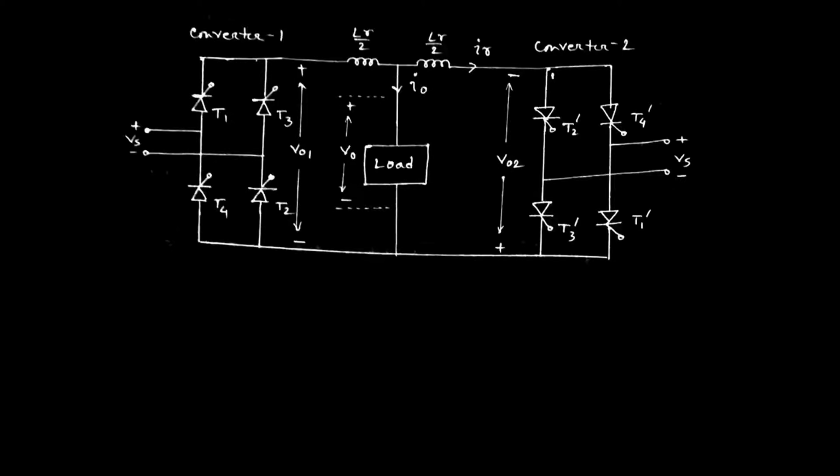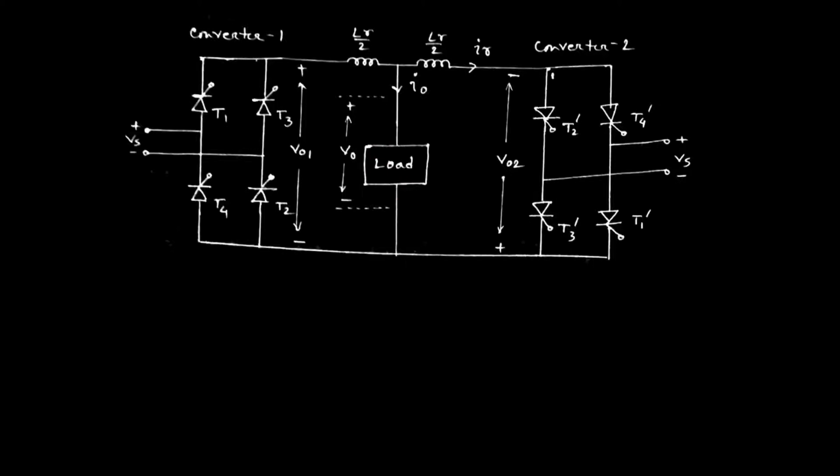So, this is the circuit diagram for the single-phase dual converter, in which this part is converter 1, where we are using 4 thyristors to form the bridge, that is T1, T2, T3 and T4. And this is converter 2, which is connected back to back. That is why the direction of the thyristors is opposite: T1 dash, T2 dash, T3 dash and T4 dash. That means converter 1 and converter 2 are connected back to back, and across both converters we have connected the load.